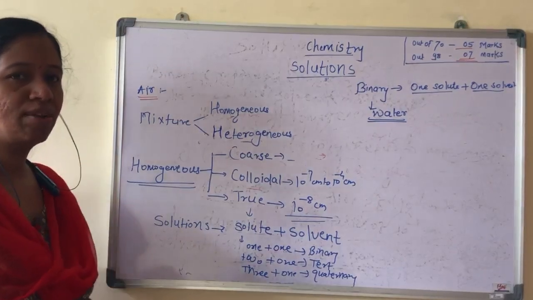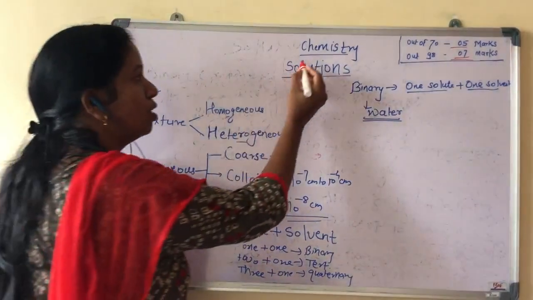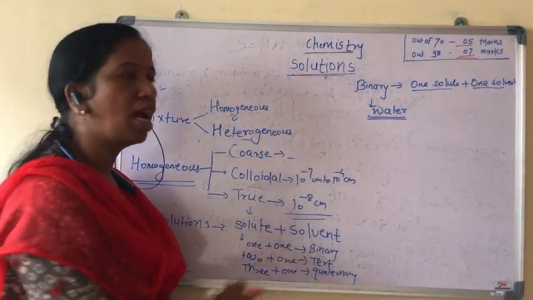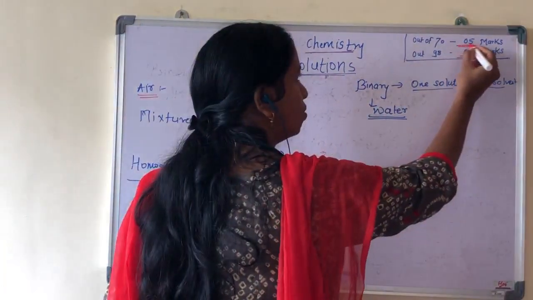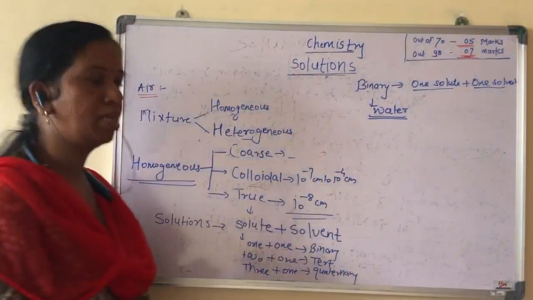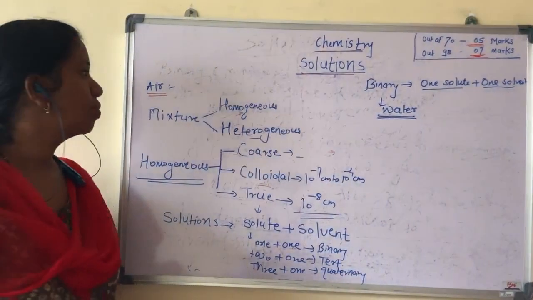Hello everyone. Here we are going to see the chapter of chemistry named solution, which has a weightage of 5 marks out of 70 marks and 7 marks out of 98 marks. Now let's start.